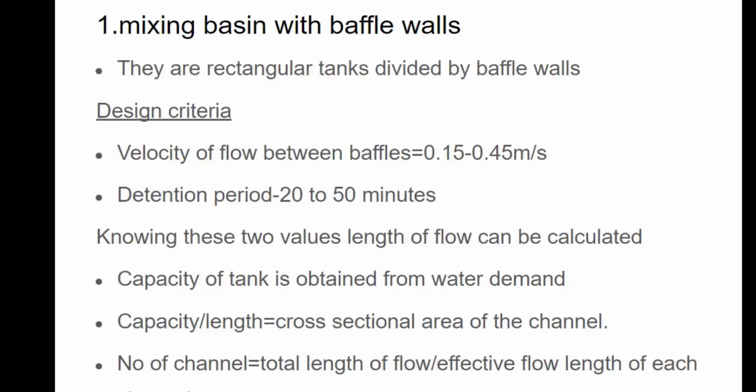The velocity should be limited to 0.15 to 0.45 meter per second. The detention period is 20 to 50 minutes. Knowing these two values, the length of the flow can be calculated. The capacity of the tank is obtained from water demand. Then capacity divided by length will give the cross-sectional area of the channel. Then the number of channels can be calculated by total length of flow divided by effective flow length of each channel.